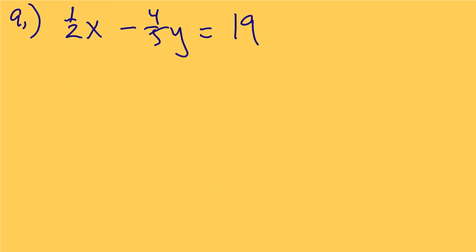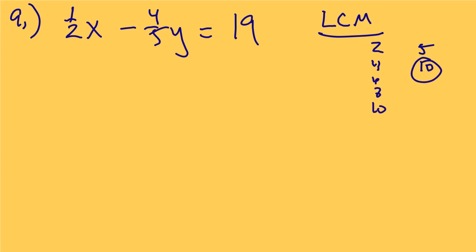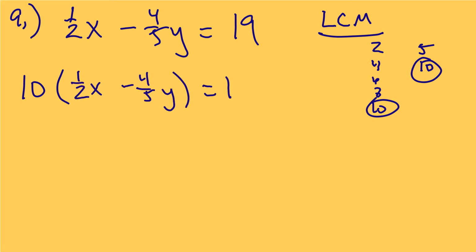All right, number 9. I have 1/2 x minus 4/5 y equals 19. So the first thing to do is find the least common multiple between my denominators. My denominators are 2 and 5. So 2, 4, 6, 8, 10, and 5, 10. Look at that. That's the least common multiple. So I'm going to multiply every single thing by 10. 10 goes to everything.